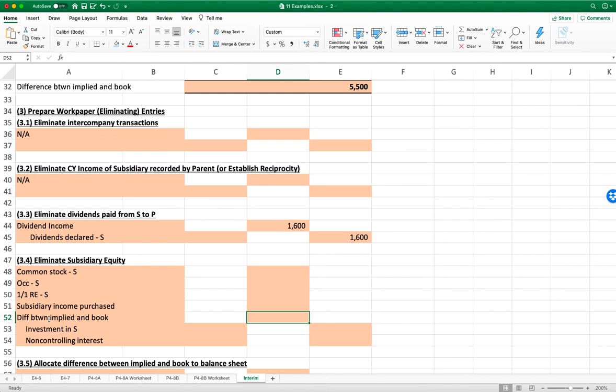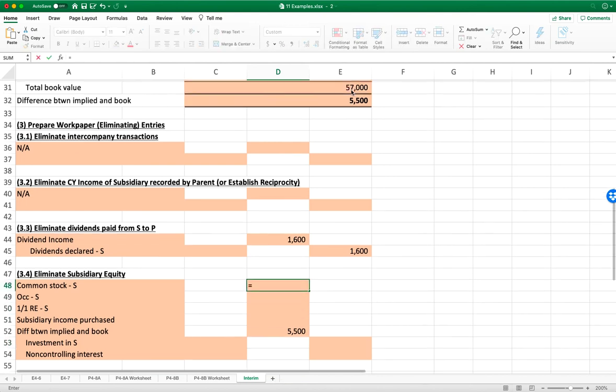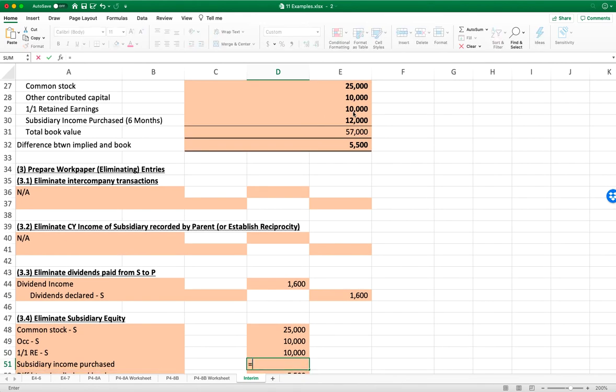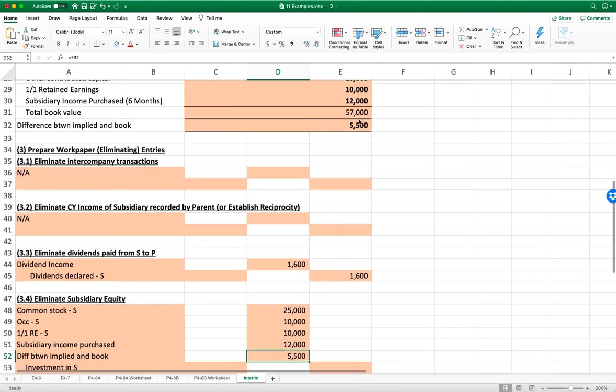Okay, so our difference between implied and book is calculated on the date of acquisition and doesn't change, so we know that one's going to be good. Our common stock and other contributed capital, we also know aren't going to change. Then 1/1 retained earnings, in this case 1/1 of the current year, is the number that's in our computation and allocation of differences schedule. So we can use that one as well. And the amount of subsidiary income purchased is also in our computation and allocation of differences schedule.